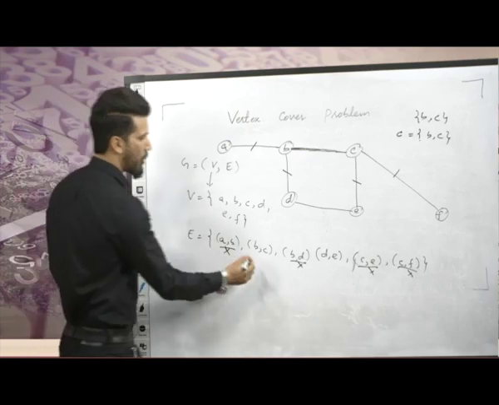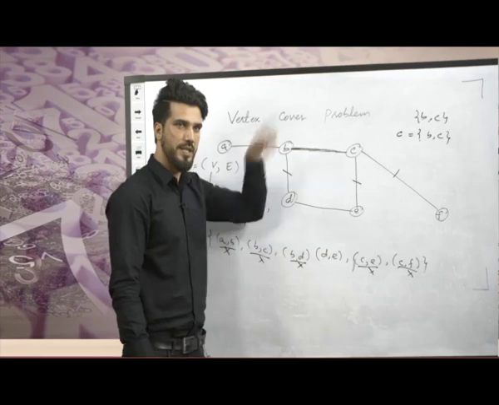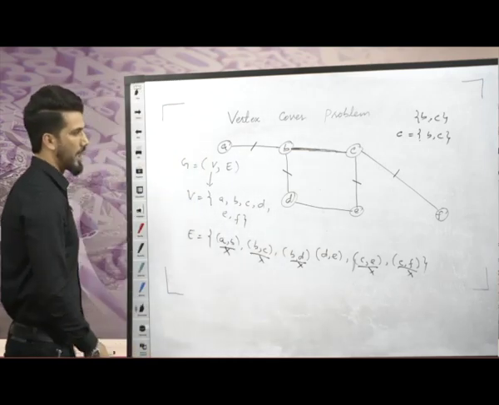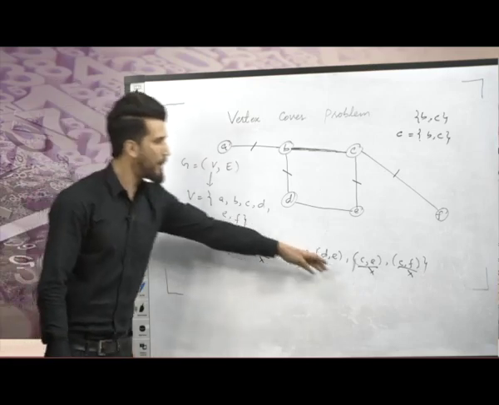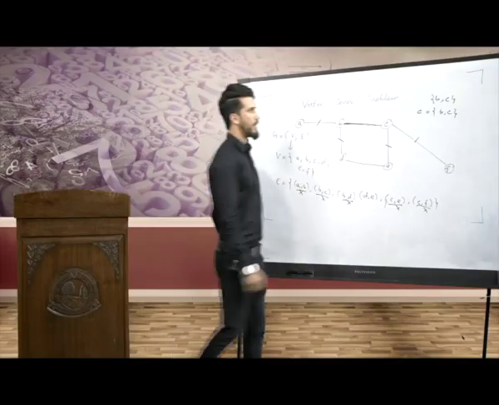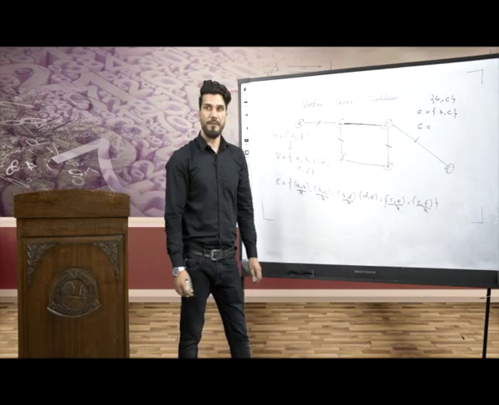And BC we considered, it's already removed, right? We took BC, it's already removed. Now the remaining edge there is DE. Now after picking DE, our result set will give us the minimum vertex cover.